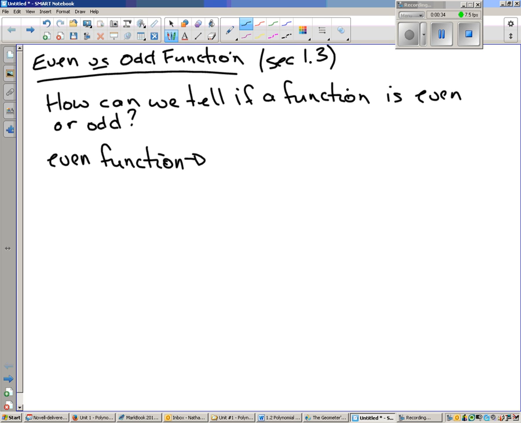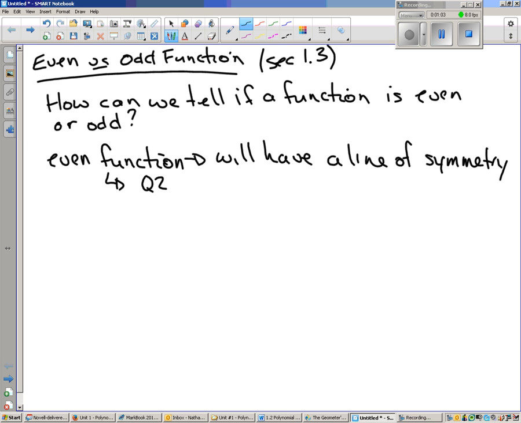Thinking back to the characteristics of a function that we talked about on the first day in section 1.1, what is a characteristic of an even function? An even function will have a line of symmetry, which means that if we're looking at the graph, it's either going to go from quadrant 2 to quadrant 1, or from quadrant 3 to quadrant 4.